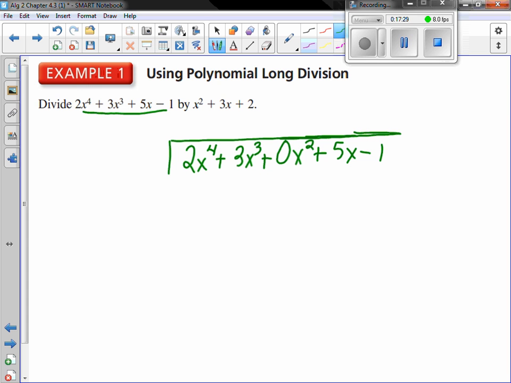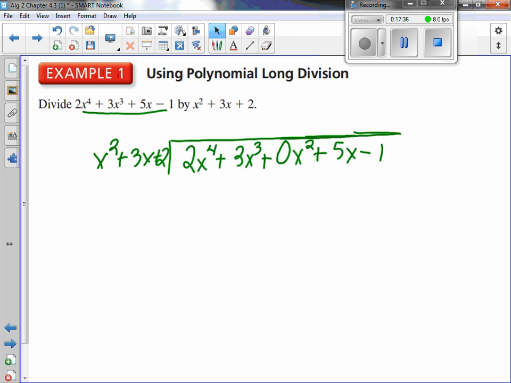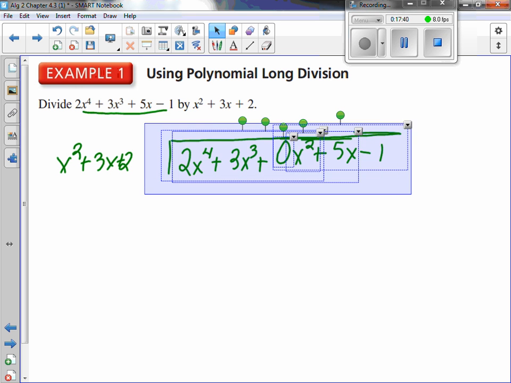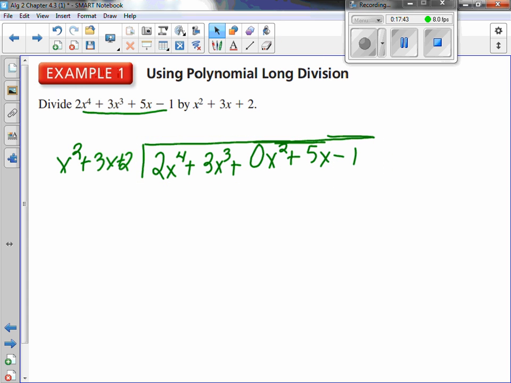Now let's see what we're dividing by. X squared plus 3x plus 2. Now if you're wondering, do I have to do it to this one also? Yes. Because if it had just been x squared plus 2, I would have had to write it in as x squared plus 0x plus 2. We need all the terms. Okay. Any questions on this here so far?